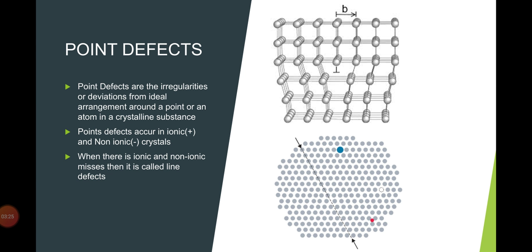Now, point defects. Point defects are the irregularities or deviations from ideal arrangement around a point or an atom in a crystalline substance. A point defect occurs in ionic or non-ionic, as I said earlier. And when there is a miss in ionic and non-ionic, actually, if we see in the figure, if one whole line misses electrons or holes, then it causes line defects. We may call it line defects or point defects.